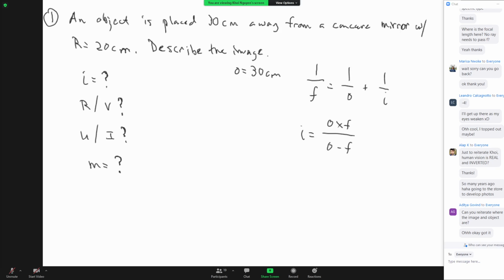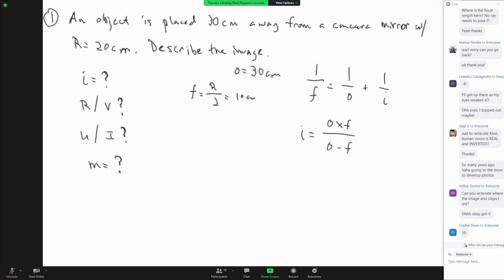Okay, I think that's enough time. The majority of people have chimed in. So we know the radius of curvature is 20. So what's the focal length? R divided by 2, right? Or 10 centimeters. Good. So let's do our check. We have a concave mirror. Concave mirror is what? Converging device. Our object is outside of our focal length. So we're expecting to get an inverted real image, right? Let's see if that works.